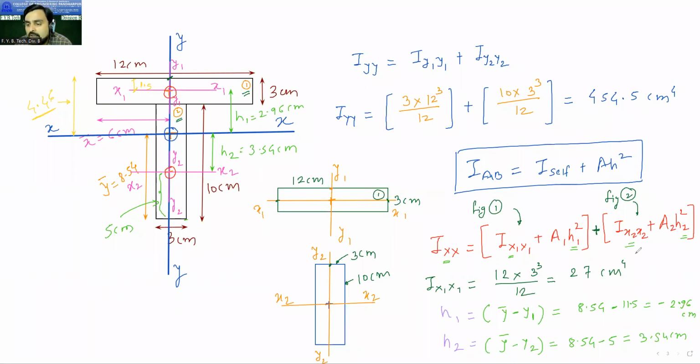राहिली कुणाची व्हॅल्यू? x2. तेही कॅल्क्युलेट करून टाका. I x2 मी इकडे लिहितोय x2 इज इक्वल टू. आता सेकंड फिगर इथे आहे, x2 इथे ऍक्सिस. ओके नाउ दिस x2 ऍक्सिस इज कटिंग दिस डायमेन्शन. हे डायमेन्शन किती आहे? 10. कुणाचा क्यूब करायचा मग? 10 चा करायचा. सो इट विल बी 3 into 10 cube divided by 12.